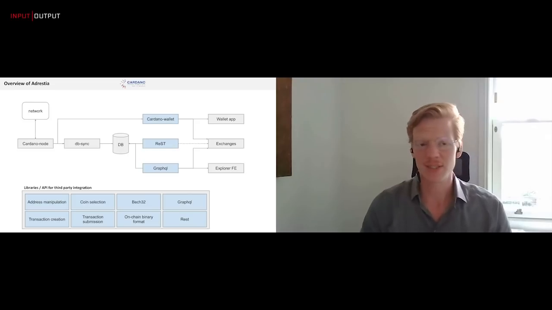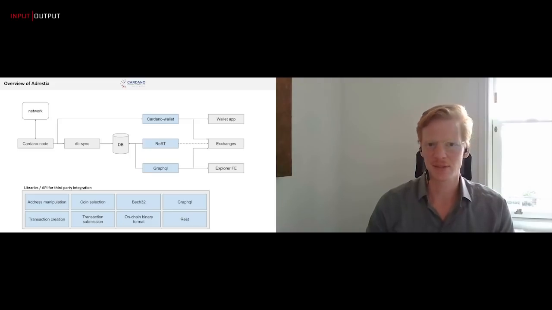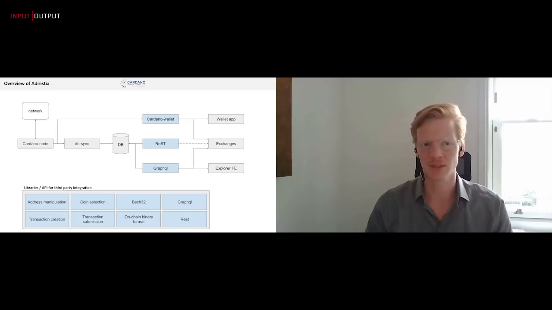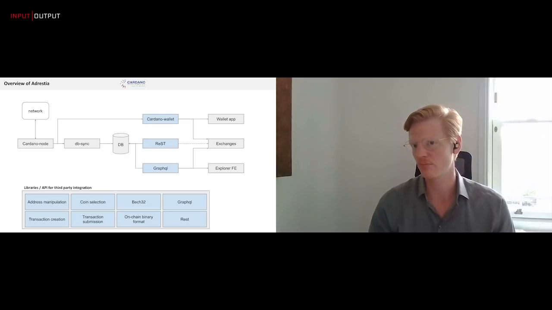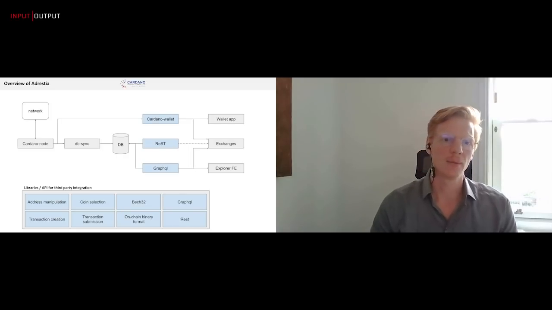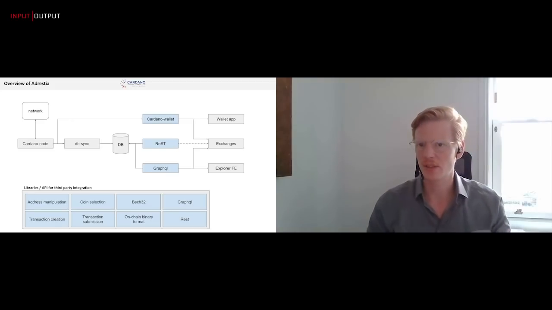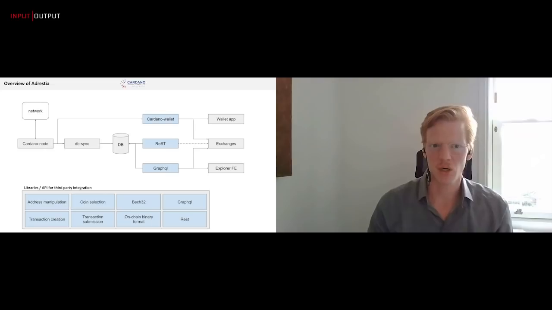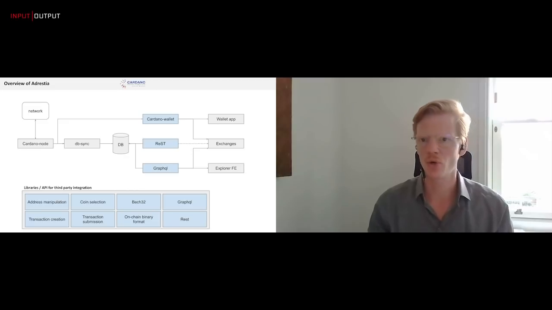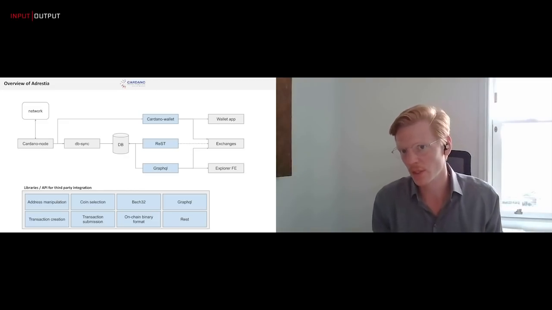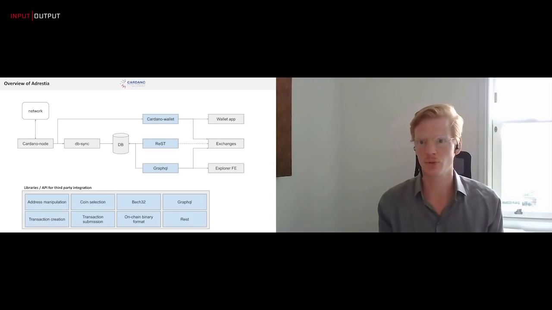This is not as easy as you might imagine, and there's a lot of security thoughts around this. The address manipulation is a very core part of the functionalities of the Cardano wallet, and this is a thing that can happen offline as well as online. The coin selection is something that needs to happen online, because basically you need to be connected, you need to be following the chain in order to know which coins are associated with your wallet and which ones you can select in order to build a transaction.